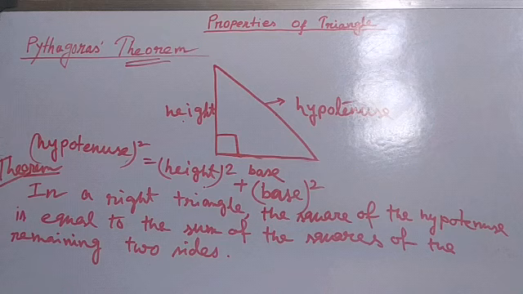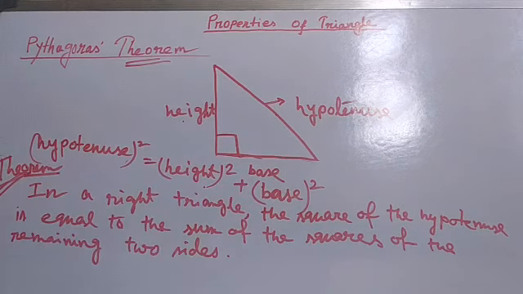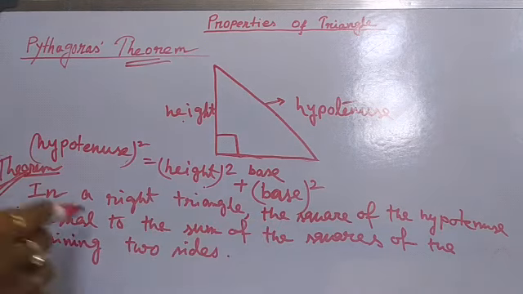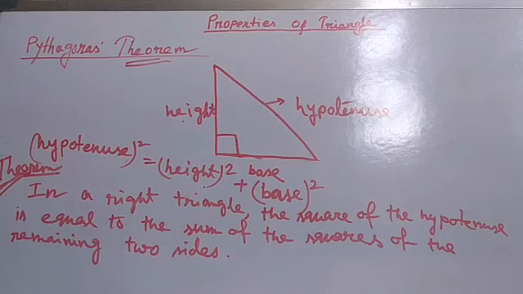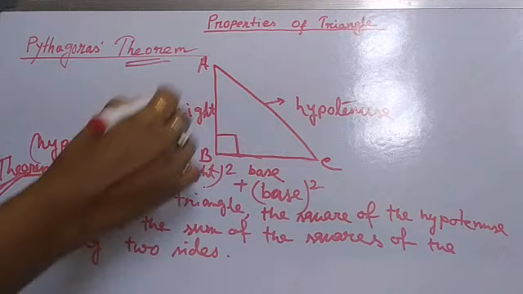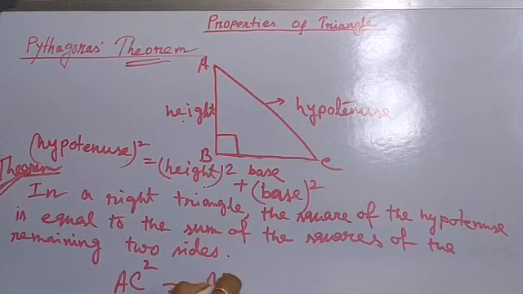If the question is to state Pythagoras theorem, then this should be written. Not only hypotenuse square equal to height square plus base square; that is not the theorem. This is the theorem: in a right triangle, the square of the hypotenuse is equal to the sum of the squares of the remaining two sides. If I give names here, this is AC square equal to AB square plus BC square.